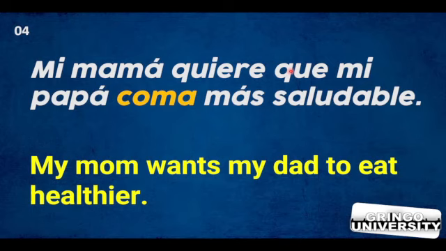See, every single time you have to put this que. Don't forget about it. Mi mamá quiere que mi papá coma. Coma is the verb conjugated in the subjunctive form. Más saludable. Mi mamá quiere, she has a desire. Mi mamá quiere que mi papá coma más saludable.